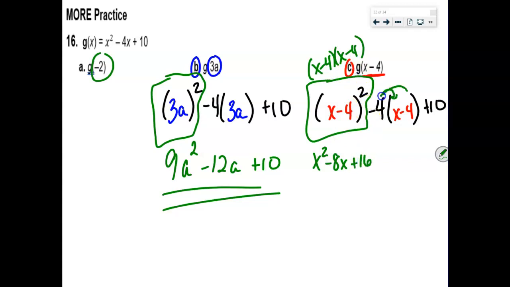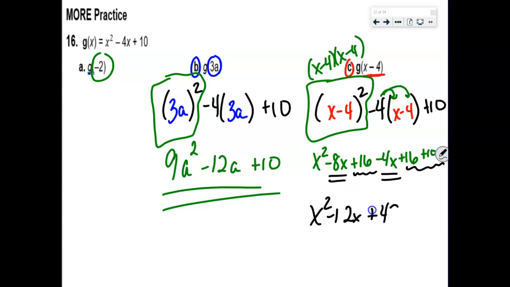And then just watch out that you are distributing a negative 4 into there. So you have a minus 4x, but now a plus 16. And then a plus 10. And then bring it on home. We have a couple of like terms we need to collect. Got a bunch of constants here. So what do we have? x squared minus 12x. Is that plus 42? Awesome.